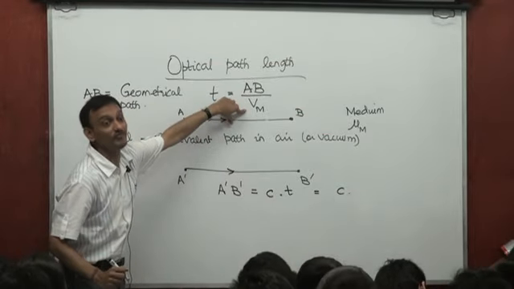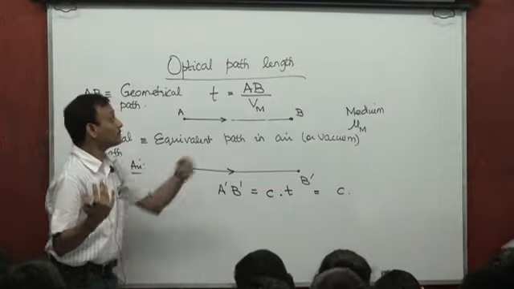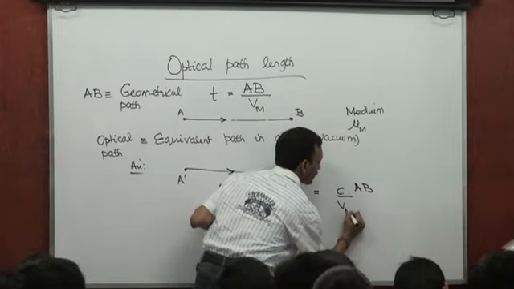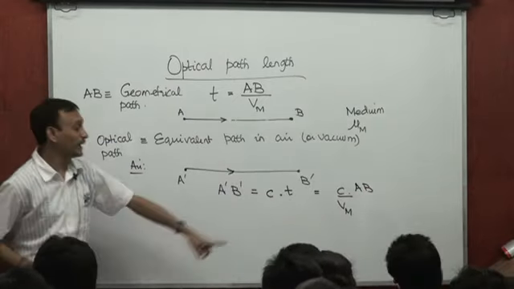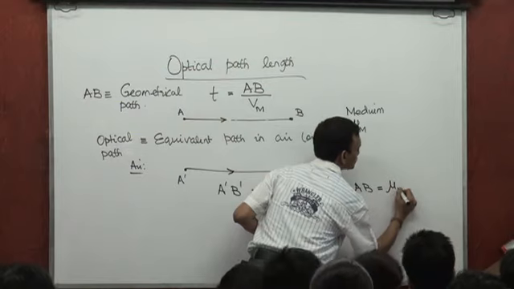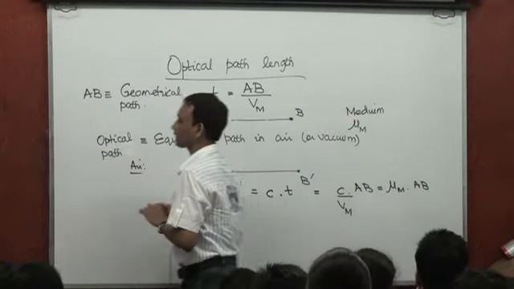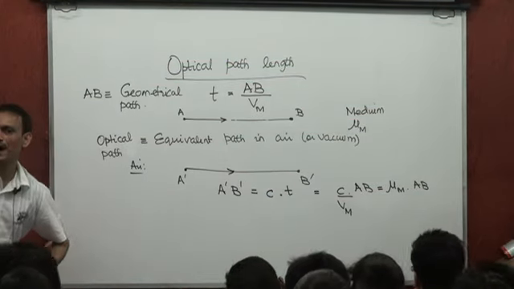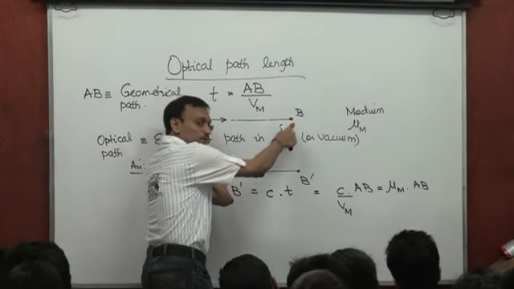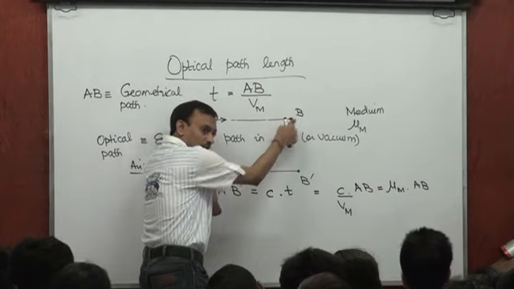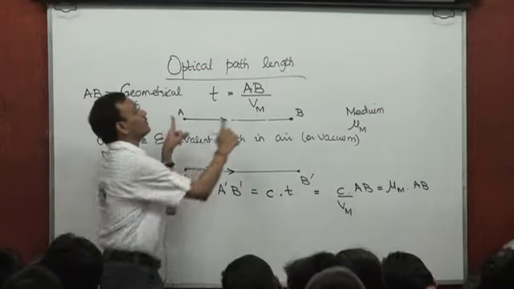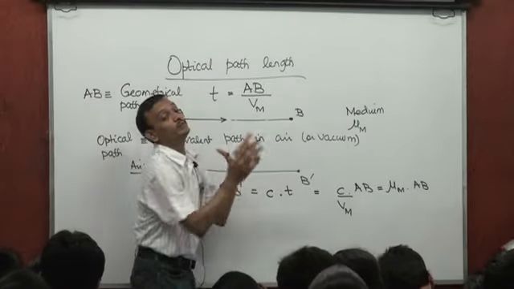t is AB by Vm, where AB is the geometrical path, so c into t is c by Vm into AB, where c by Vm is mu m. That's the equivalent path traversed in air, referred to as the optical path length. So if AB is the geometrical path covered by a ray of light in a medium of refractive index mu m, then the optical path corresponding to AB would be mu m times AB.